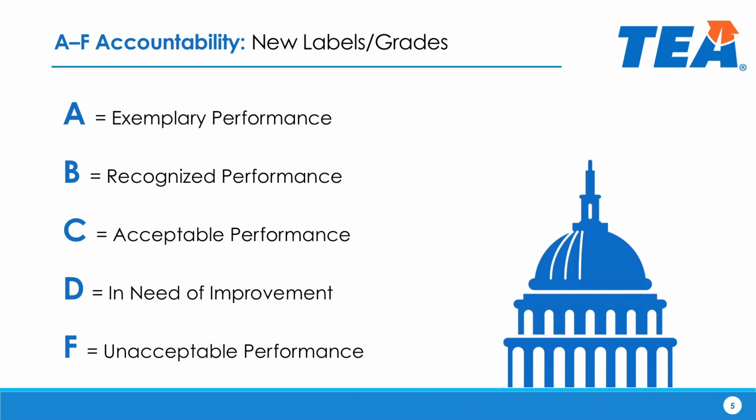The performance labels are A, B, C, D, and F, and if you think about it in terms of the old labels we used to have for campuses and districts in the 2000s, they're somewhat similar. A would be exemplary performance, B would be recognized performance, C would be acceptable performance, D would be in need of improvement, and F would be unacceptable performance. TEA has said that F is going to be similar to what we have now: if you have an F, that's basically saying that you are in improvement required.